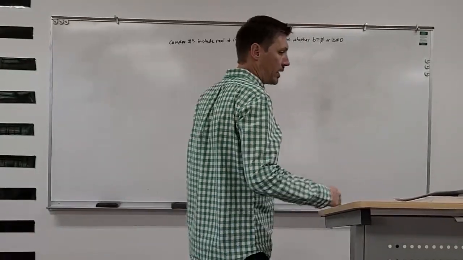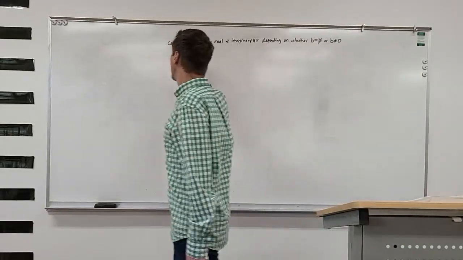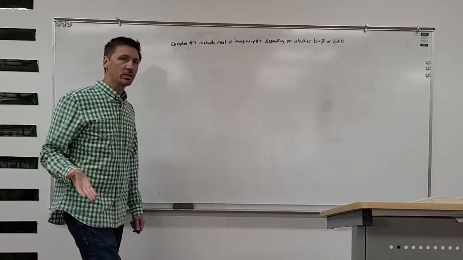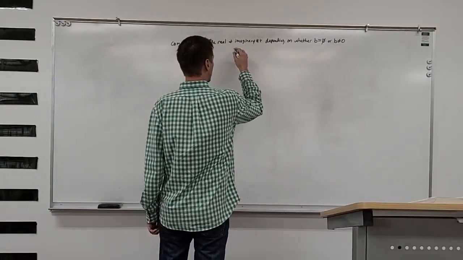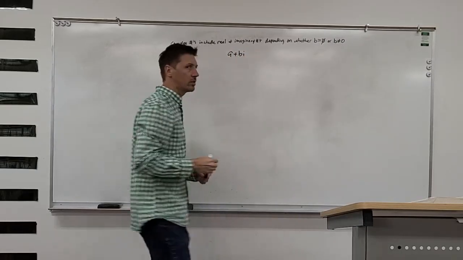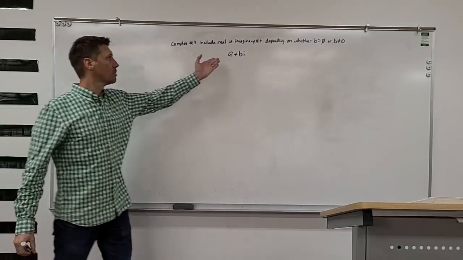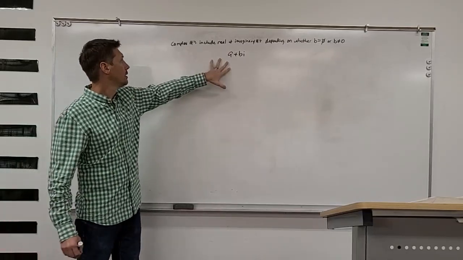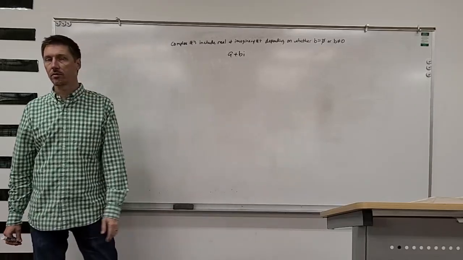All right, so I want to make sure everybody understands this statement here. When we talk about complex numbers, they include real and imaginary numbers depending on whether or not b equals 0. When I say b, I'm talking about the standard form for writing a complex number. a is the real part, b is the imaginary part. If b is 0, then this is a real number. If b was not 0, then this is an imaginary number, right?